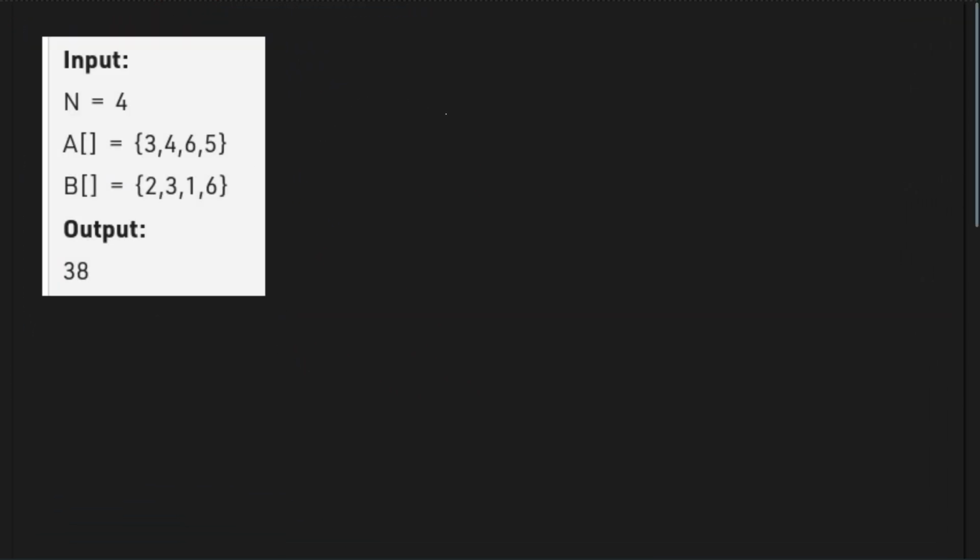So the first stick is of length 3, the second stick is of length 4, then 6 and 5. And the first type of stick is of quantity 2. That means we have two sticks of length 3, three sticks of length 4, one stick of length 6, and six sticks of length 5, right?